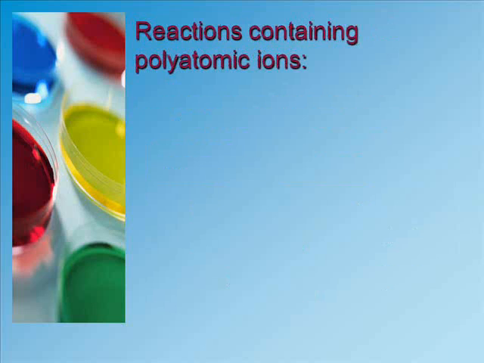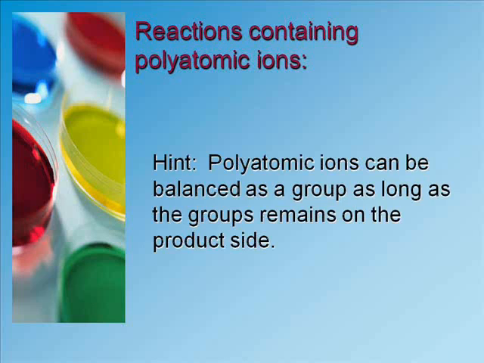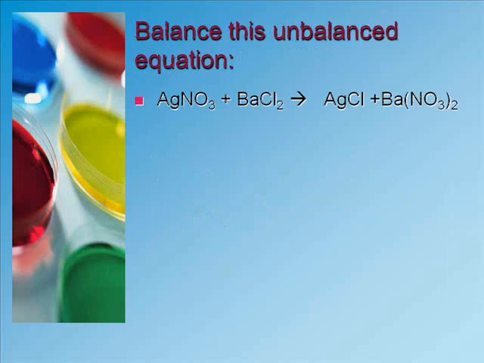Now I'm going to show you a little shortcut for balancing reactions that contain a polyatomic ion. Polyatomic ions can be balanced as a group as long as the group remains together as the polyatomic ion on the product side of the reaction. Here's an example that illustrates that. In this particular reaction, I am reacting silver nitrate with barium chloride to form the products silver chloride and barium nitrate. The polyatomic ion nitrate appears on both sides of the reaction. Therefore, I can treat it as a group.